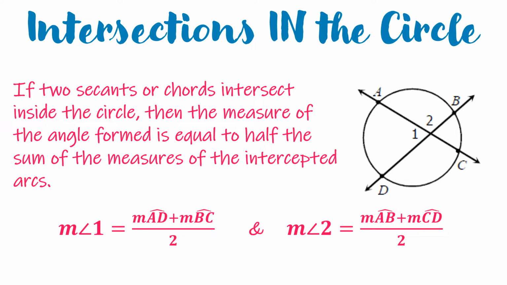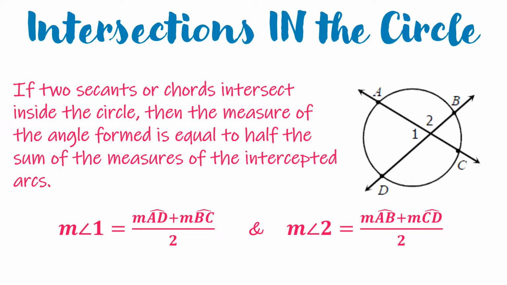If you have two secants, such as line AC and line BD, or two chords, such as segment AC and segment BD, that intersect inside the circle, then the measure of the angle that you're looking for is going to be equal to half the sum of the measures of the intercepted arcs.